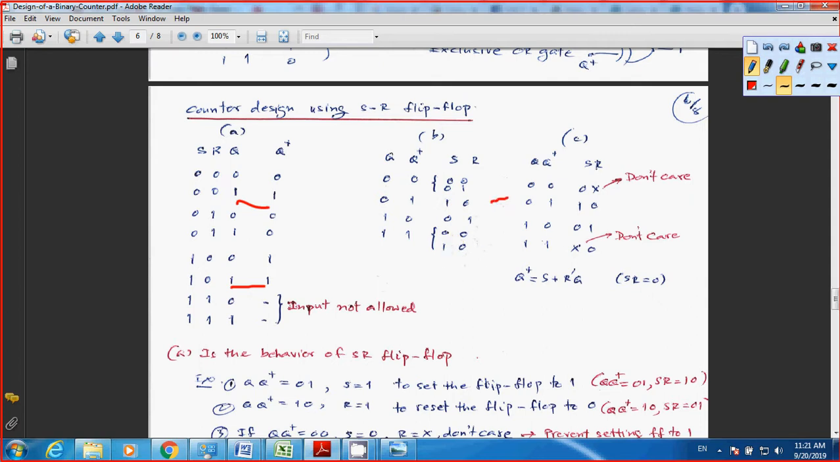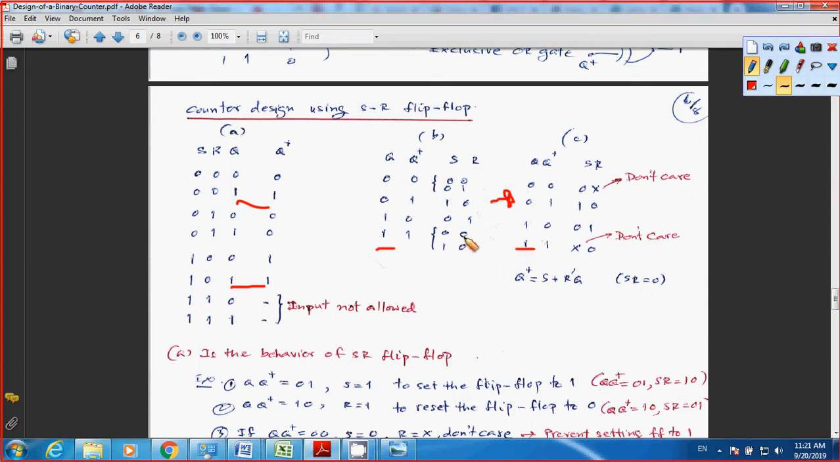And you can make a conclusion and summarize it in table C. So for this one, since Q stays 0, with Q plus also 0, S still maintains to be 0. But R, changing from 0 to 1, it can be either 0 or 1. So I put this one as X, or don't care state. Same as Q plus 1, 1.